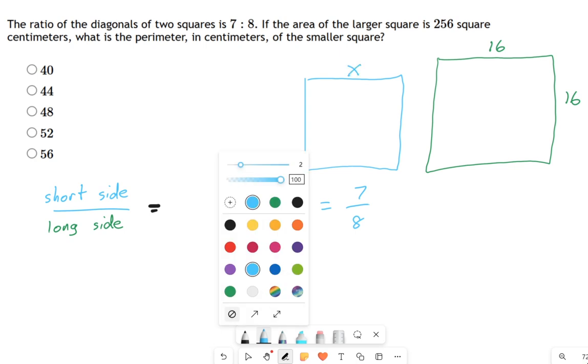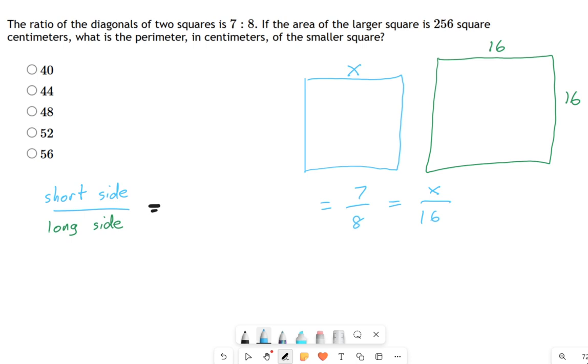Let's call this side x right here, okay? That means x over 16 equals 7 over 8, right? So how do we solve this? Well, you can either just say, what do I need to multiply the left fraction by to make it equal to the right fraction? Okay, that would be quick, it's 2.